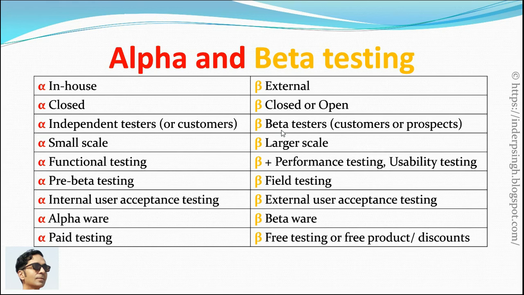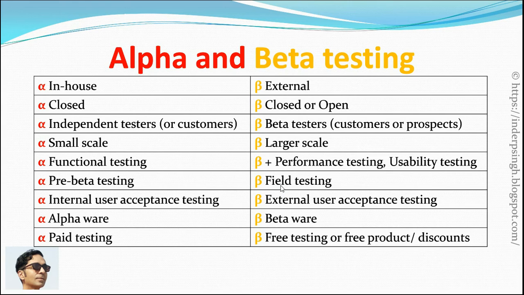do the beta testing. Alpha testing is on a small scale versus beta testing, which is on a larger scale and needs more planning and control. In alpha testing versus beta testing, alpha testing focuses on functional testing, but beta testing focuses on functional testing as well as performance testing and usability testing. Alpha testing is also called pre-beta testing because it is done before beta testing.